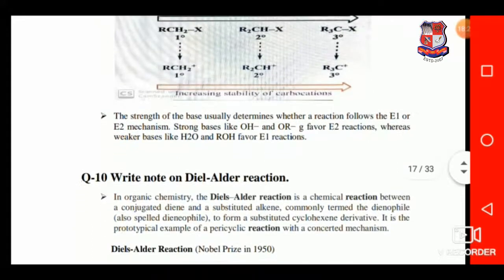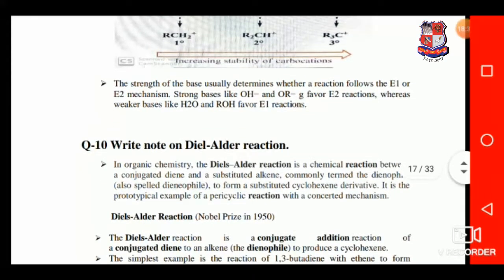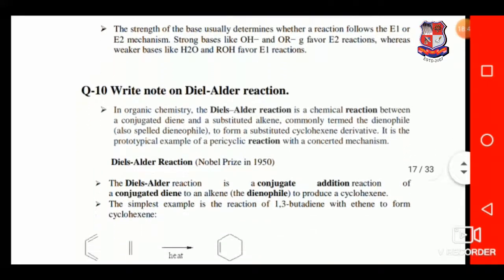The strength of the base usually determines whether a reaction follows the E1 or E2 mechanism. Strong bases like OH- and OR- favor E2 eliminations, whereas weaker bases like H2O and ROH favor E1 reactions.